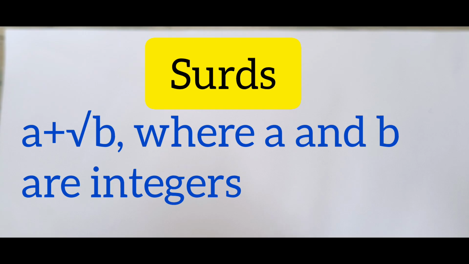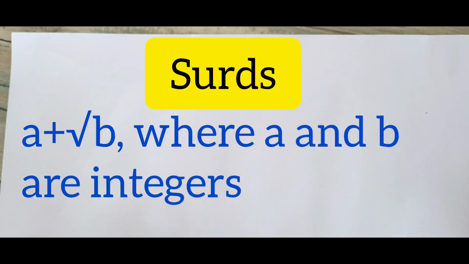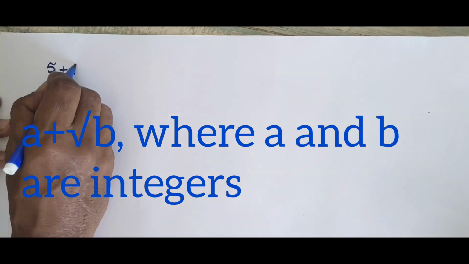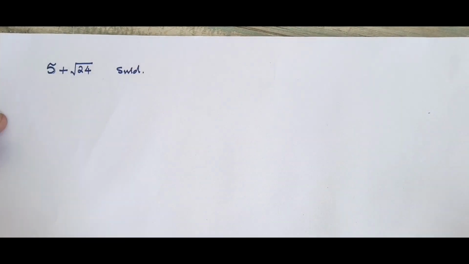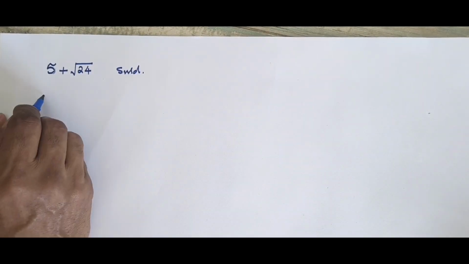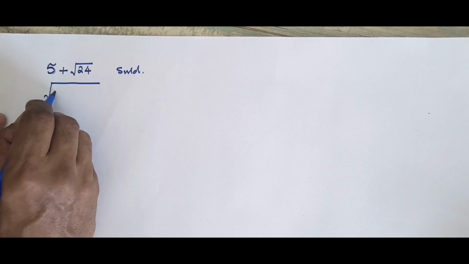Hello everyone. In today's session, we are going to look at problems from Surds, which are often set in all competitive examinations. A surd is a number of the kind a plus root b, where a and b are positive integers. So as you can see, a surd has a rational part, which is a, and an irrational part, which is square root of b. For example, 5 plus square root of 24 is a surd. The problems they normally ask in competitive exams is to find out the square root of a surd like this.